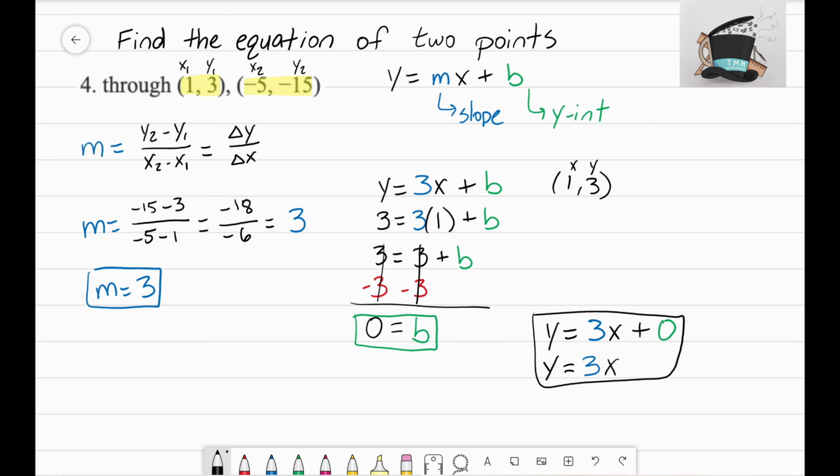Hopefully this video helped show you how to find the 2 missing pieces. We first solve for m, our slope, when we know 2 points. Once we know our slope, we use this formula to find out what b is, just by plugging in one of the points. Again, I chose (1, 3) just because the numbers looked easier. You could definitely do the same problem with the second point, and you'll still end up with b equals 0.